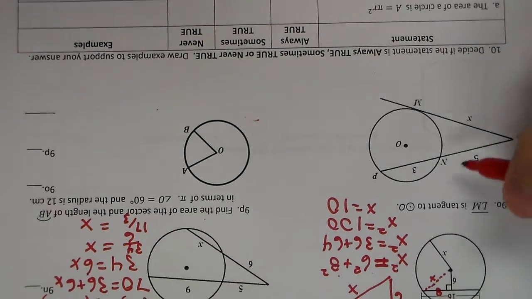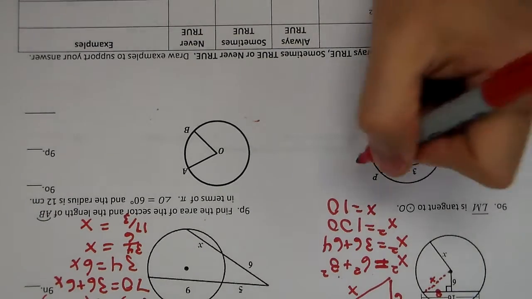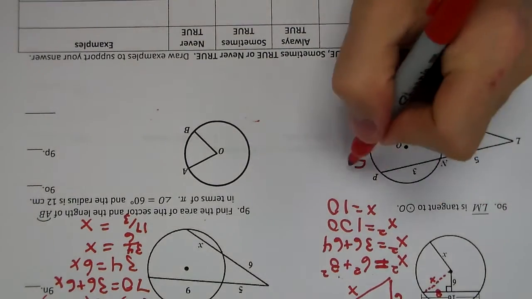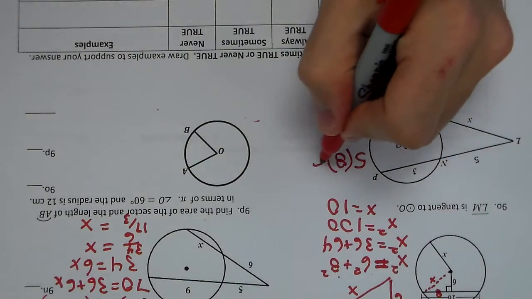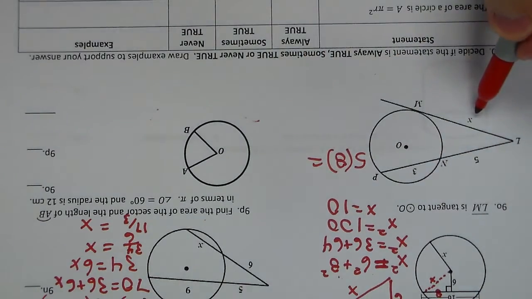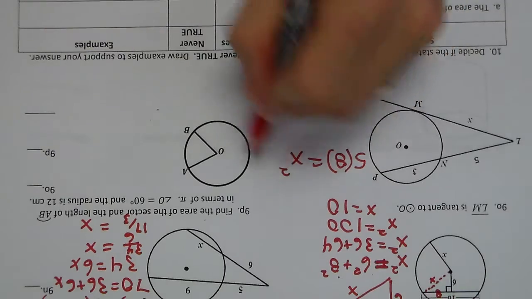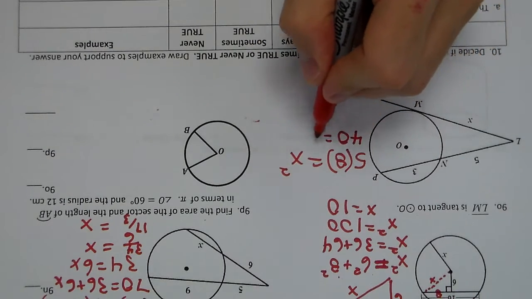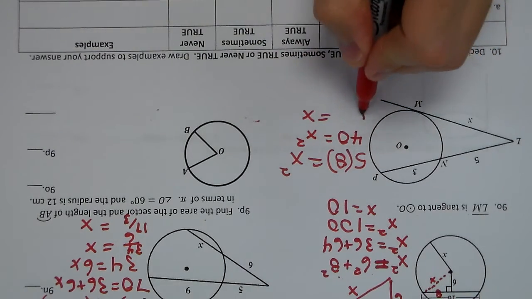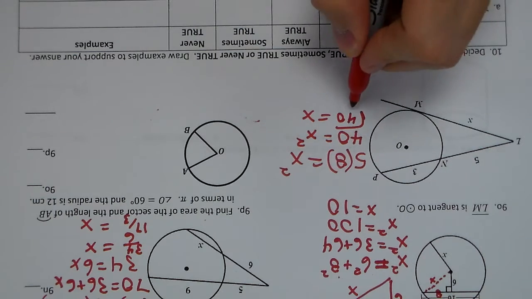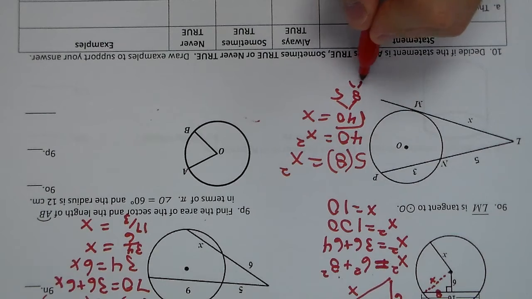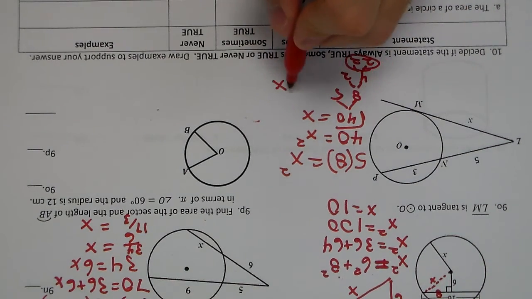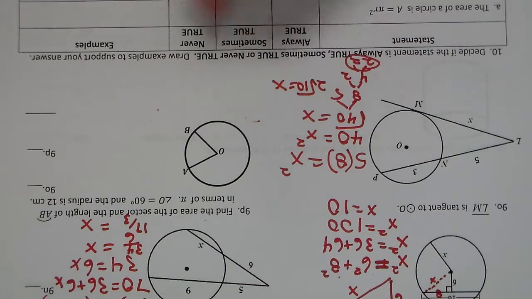For 9O, it's still going to be the same thing with the secant. It's the outside, 5 times the whole thing, which is 8. But now the tangent, I make it tangent squared. So that's x squared. I get 40 equals x squared. X equals the square root of 40. We can look to simplify that because that is 8 times 5, which is 4 and 2. So I actually get a pair of 2's. So I'm going to write this as 2 root 10.